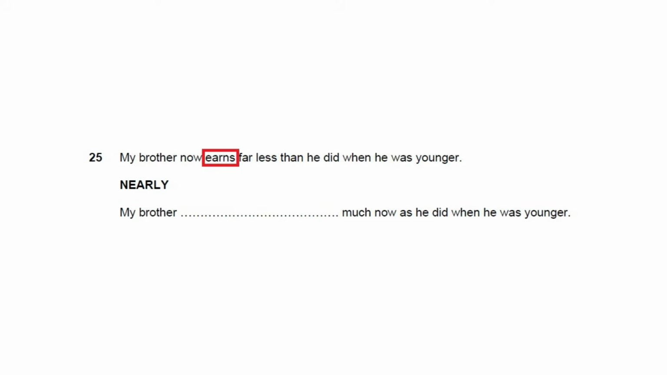So the verb is earn, but in the negative form it would be doesn't earn. Next we use the key word nearly, just as we would use far in the first sentence followed by as. The adverb much and the second as are already there right after the gap, so we're done.